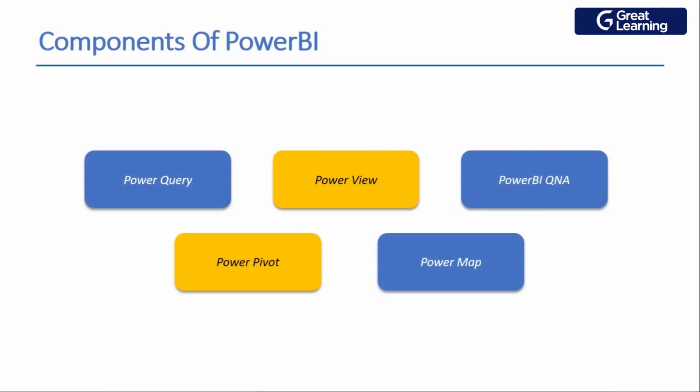So when you talk about the different components of Power BI, we have quite a few components that Power BI offers to us. To name a few, you have your Power Query, you have your Power View, your Power BI Q&A, Power Pivot. Then you have other features as well, be it your mobile features, be it your desktop features. There are plenty of these out there in the market. Let's try and understand them one by one, okay?